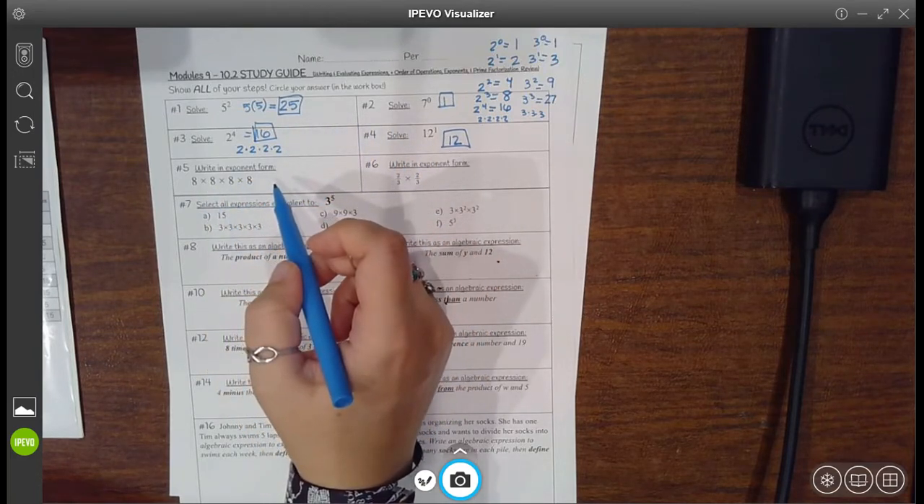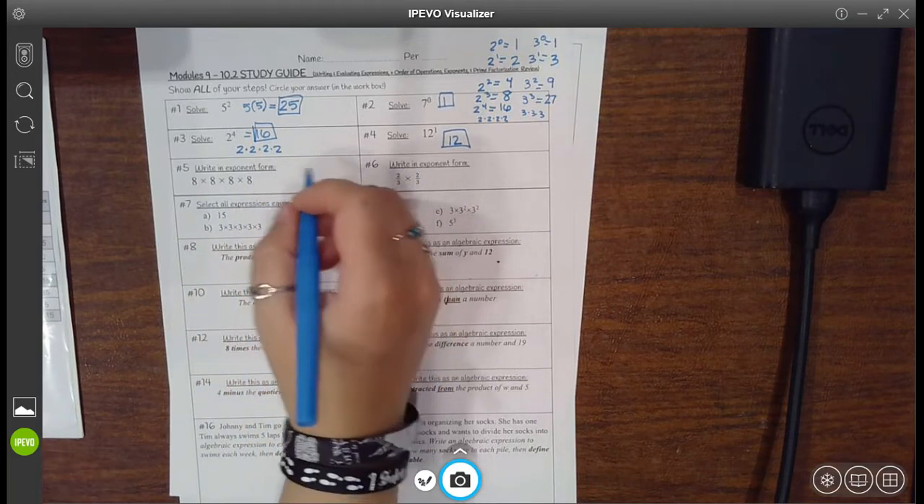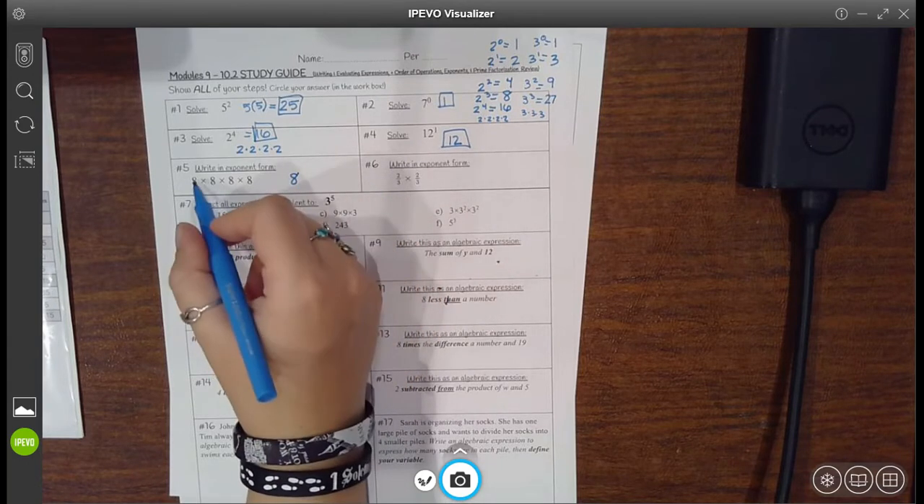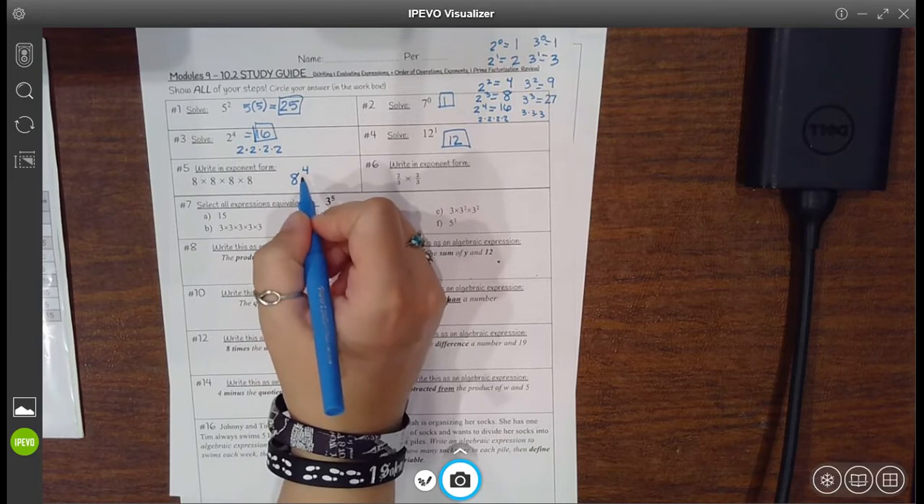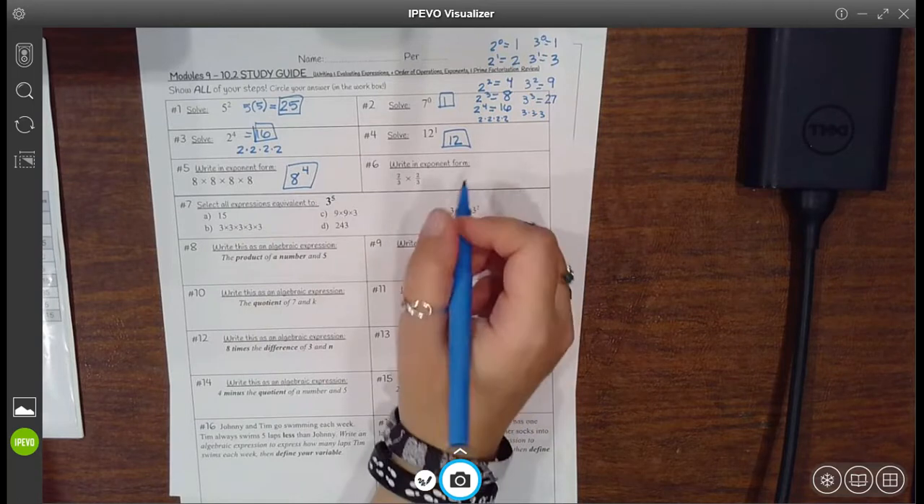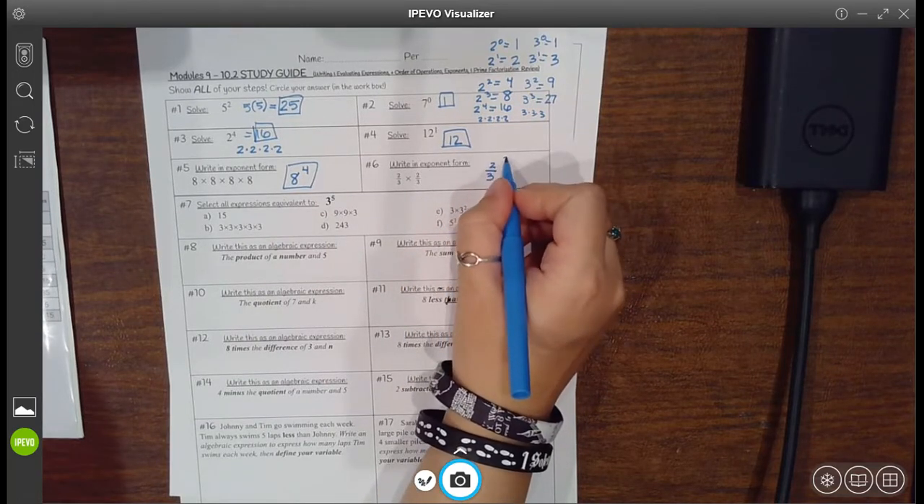This one wants me to write it out in exponential form. So what is this represented in exponential form? It has a base of 8, and how many 8s appeared? 1, 2, 3, 4. So I use the exponent to represent how many times the 8 was used. There were 4 8s.